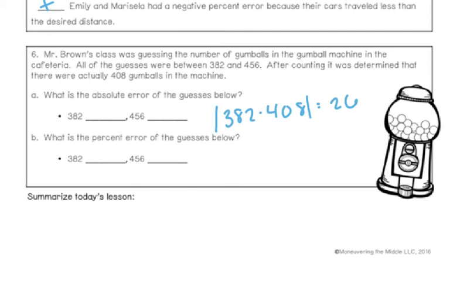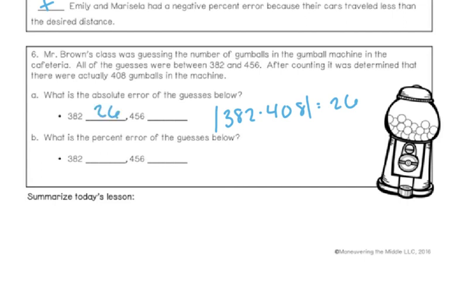First, we're going to look at the absolute error. Remember, absolute error is to find the absolute value of the distance between the approximate and the exact values. In this case, the approximate value is 382. That's the first guess. And the exact value is how many actual gumballs there were. In this case, there were 408 gumballs. When I find this difference and the absolute value, I get 26.